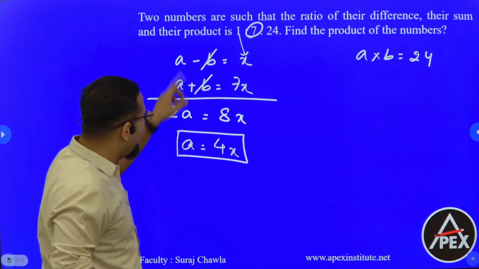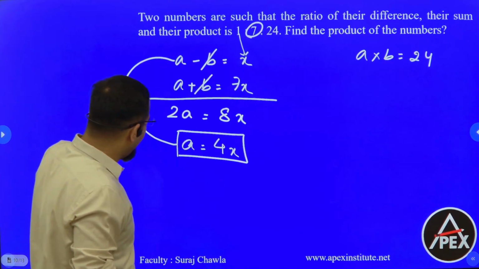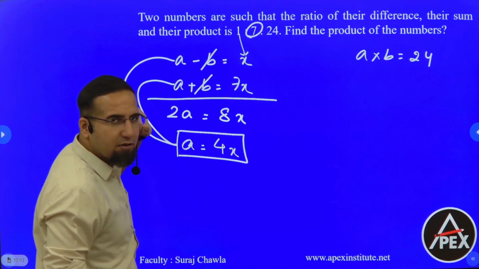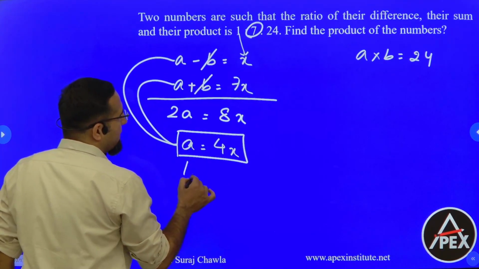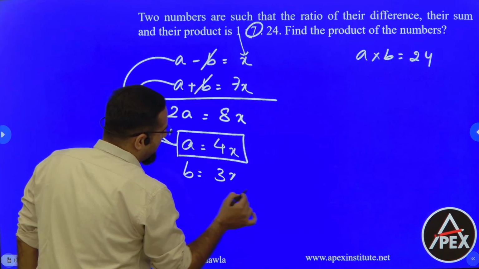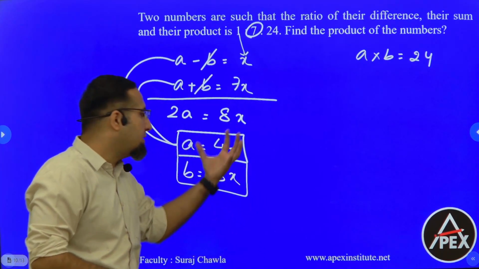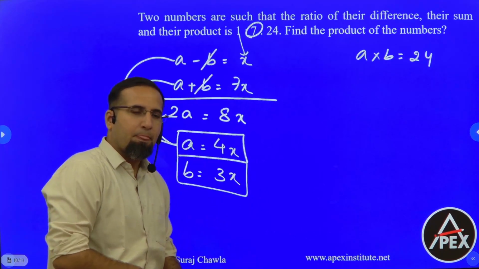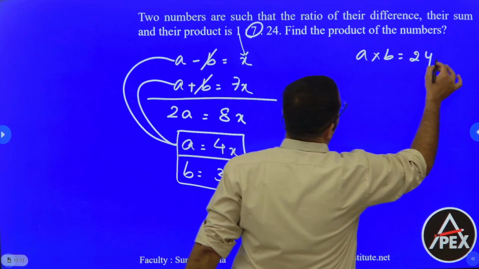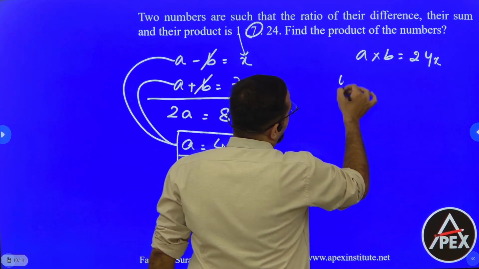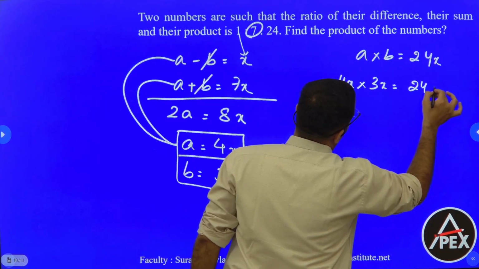अब अगर a का वैल्यू आ गया, हम a को यहां रिप्लेस कर सकते हैं या सेकेंड इक्वेशन, कोई भी एक इक्वेशन में रिप्लेस कर सकते हैं. So 4x plus what is equal to 7x. 4x plus 3x is equal to 7x. Now you can check that difference is x, their sum is 7x. अब हमारे पास a और b है, हम इसको यहां रिप्लेस कर लेते हैं. Sorry, this was 24x. So I have 4x into 3x is equal to 24x.